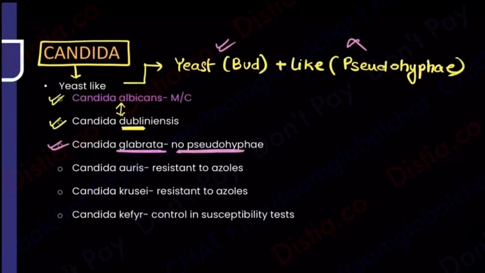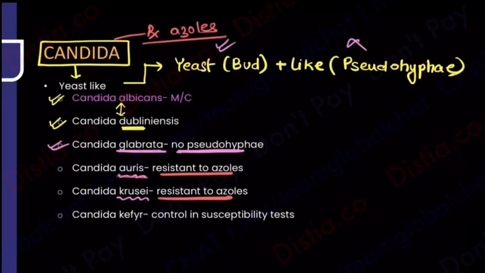Okay, next talk about Candida auris and Candida krusei. Candida auris and krusei are the ones which are resistant to azoles. Basically, for the treatment we give azoles, but which are the ones which are resistant to azoles? So, auris is going to be resistant to the azoles, and we have krusei.